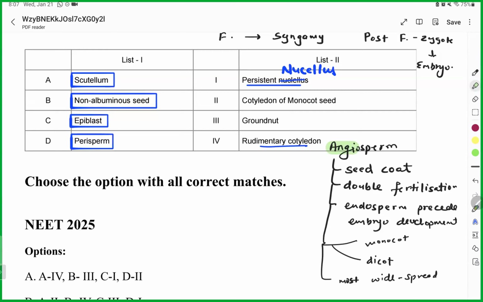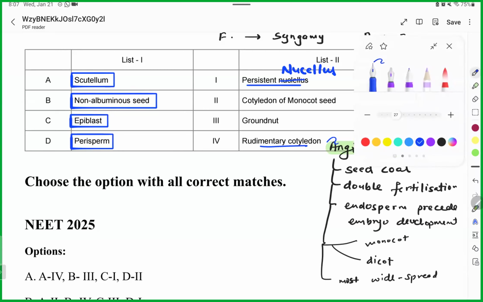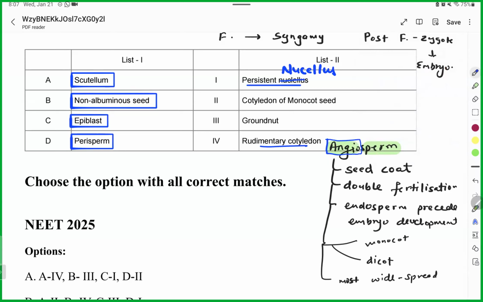Barinder, what is the meaning of angiosperm? Chandana, angiosperm. Tara, angiosperm. Flowering plant. Hmm. No. Tara, angiosperm. Not sure, sir.